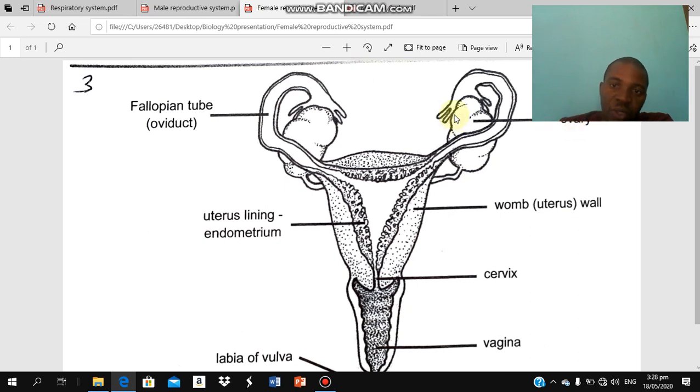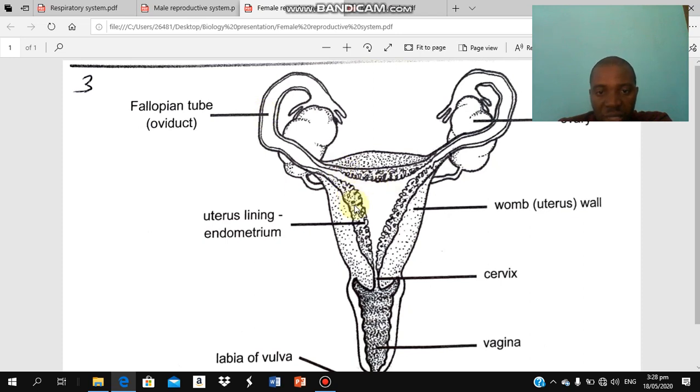From there we go to the fallopian tube. There are two fallopian tubes. There's one fallopian tube on the left side and another on the right side. What is the function of those fallopian tubes? The function of the fallopian tube, the oviduct, is that it is where fertilization takes place. Fertilization takes place in the fallopian tube, and the fetus develops in the uterus.